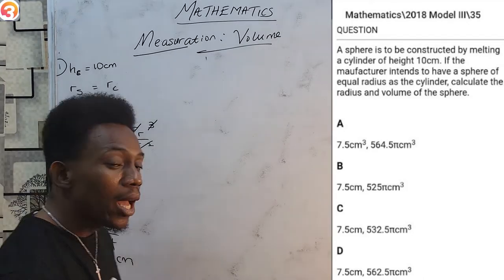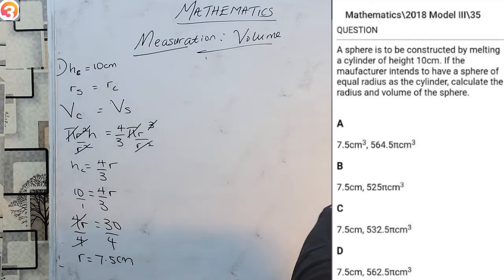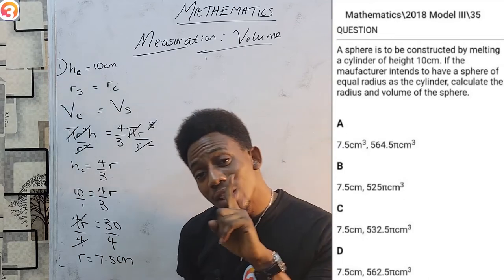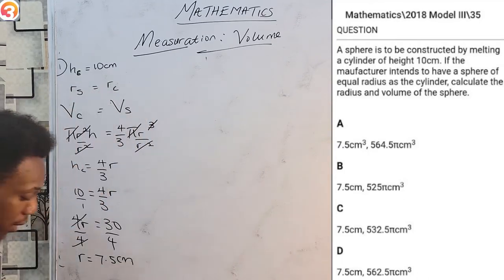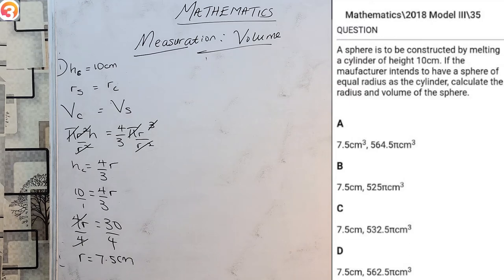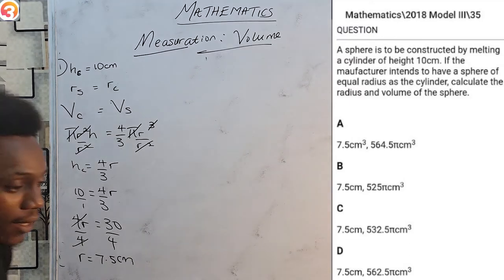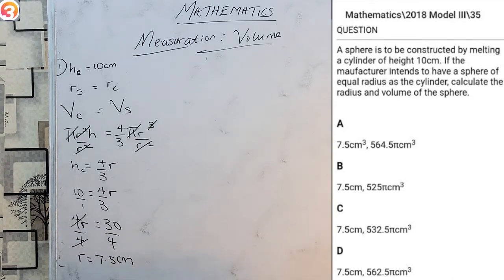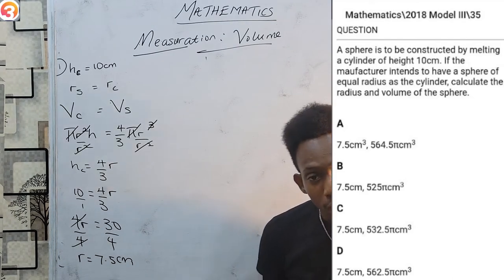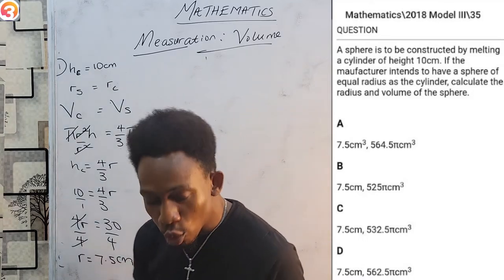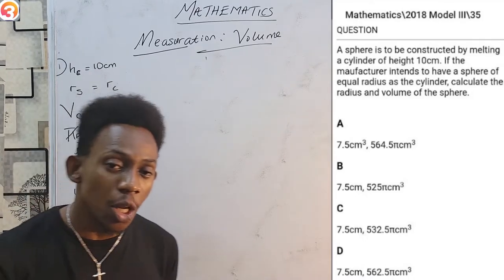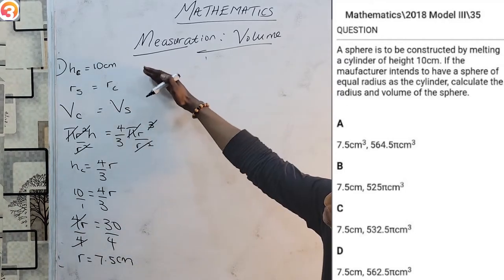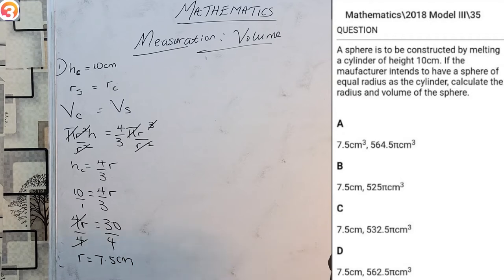However, if I had solved and got 7.5 cm, then when I look at my options, only one option has a radius of 7.5 cm. Then automatically, I would have known that option must be my correct answer, and there's no reason to continue solving. In the case of this question, without solving, I already know the radius must be 7.5 cm, because that is what is in all my options uniformly. Therefore, I should not have even bothered doing this. They've already told me from the question.